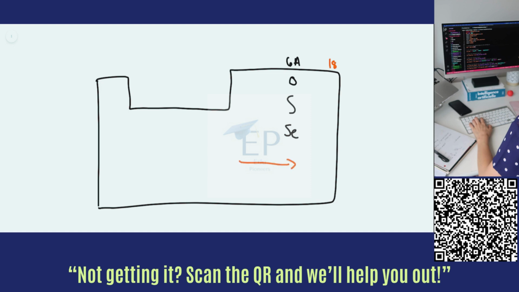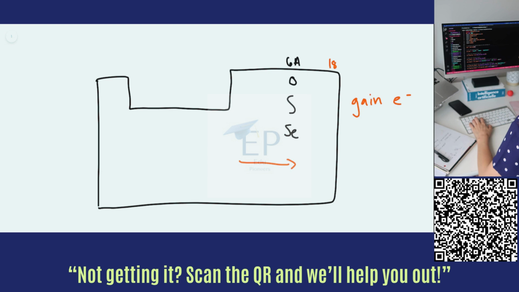So typically, the closer things are to the right, the more likely it is for them to gain electrons because they're not very far away from becoming a noble gas themselves. So we could expect these elements, since they're close to the noble gas side, to gain electrons. Now, the question is, how many electrons should we expect them to gain?